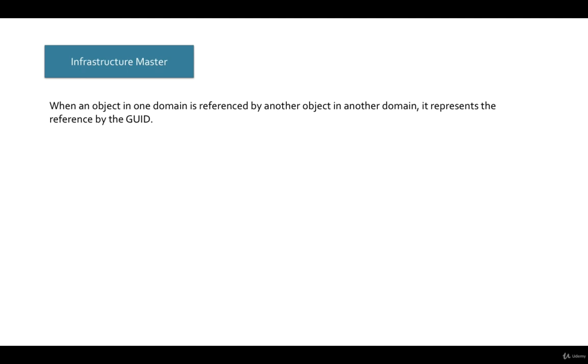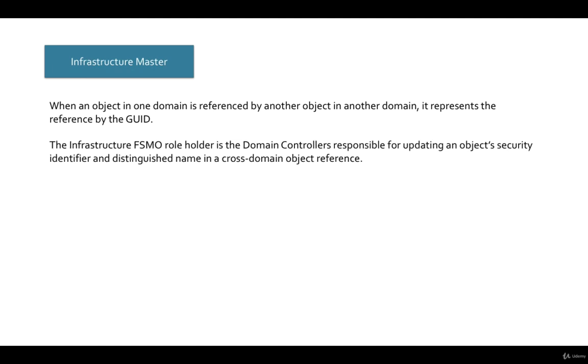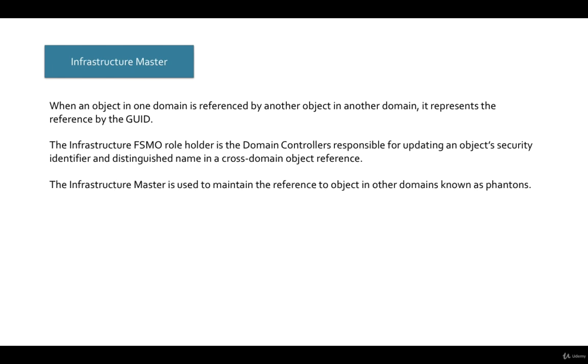Infrastructure master. When an object in one domain is referenced by another object in another domain, it references it by the GUID, Globally Unique Identifier. The infrastructure FSMO role holder is the domain controller that is responsible for updating an object's security identifier and distinguished name in a cross-domain object reference. The infrastructure master is used to maintain the reference to the objects in other domains, known as phantoms.